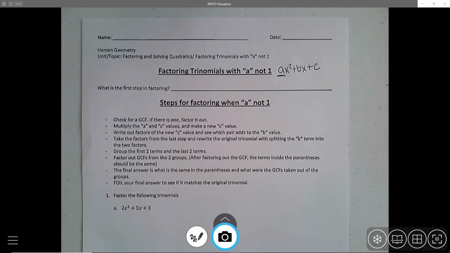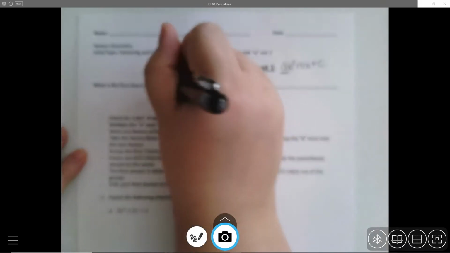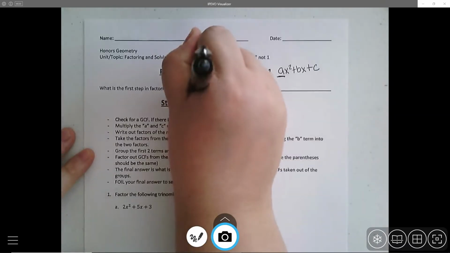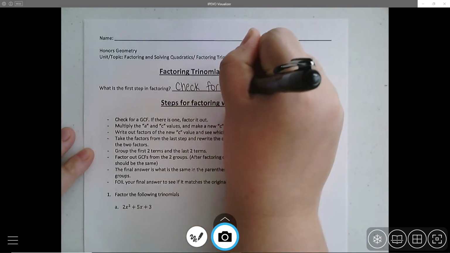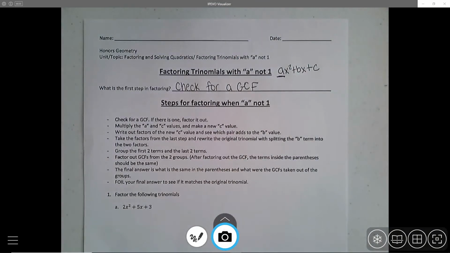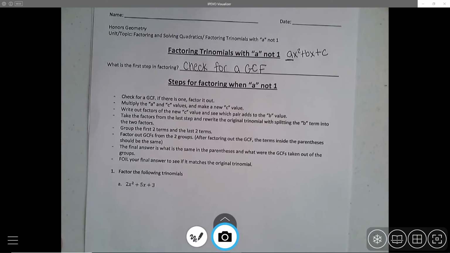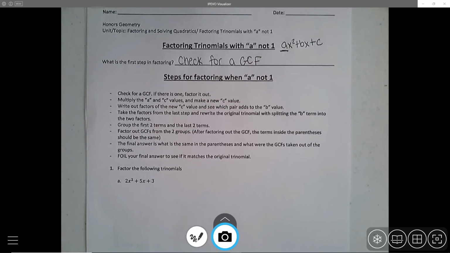To get into that, a reminder: the first step in factoring, which I've been asking you a lot in our live sessions on Zoom, and you've seen in all the videos, is to check for a GCF. We're checking for that greatest common factor. Now, what I have written out here is the steps for factoring when a is not 1.